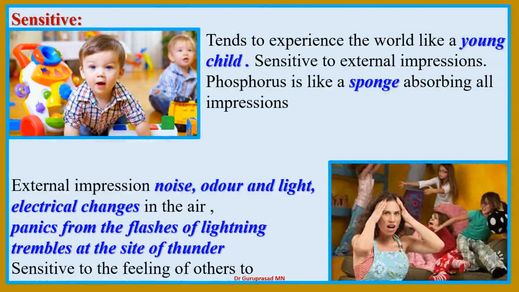Phosphorus is highly sensitive individuals. Sensitive is too broad a terminology. They are sensitive at the mental level, they are sensitive at the physical level. You have many drugs for sensitiveness. Natrum muriaticum is very sensitive. Staphysagria is very sensitive. Nux vomica also is very sensitive. So the sensitiveness is too broad, but we'll see in what way Phosphorus is sensitive.